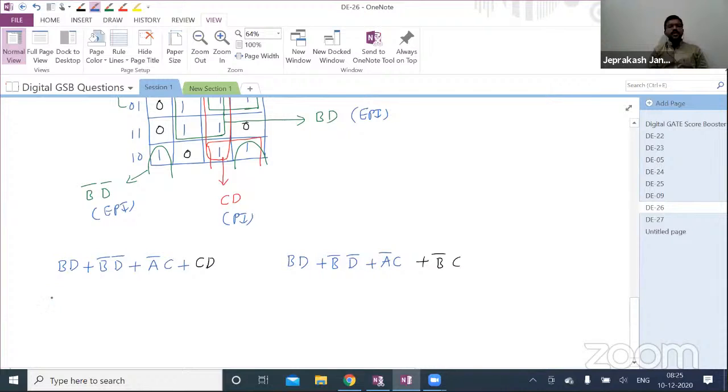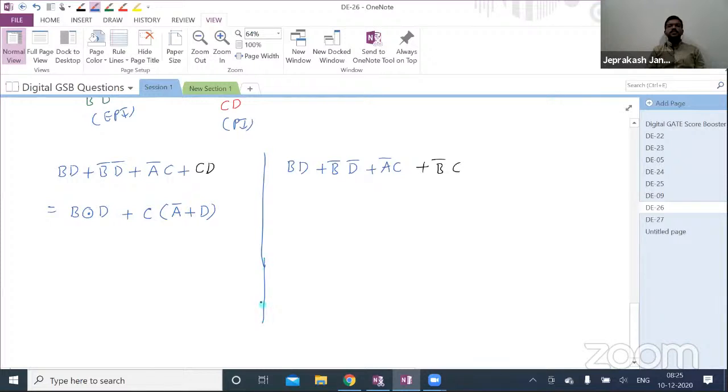Now this one you can write as BD plus B bar D bar. You can write that as B exclusive OR D. Then from these two you can take C as common. That means A bar plus D. Let us do it parallelly for both the cases, step by step.